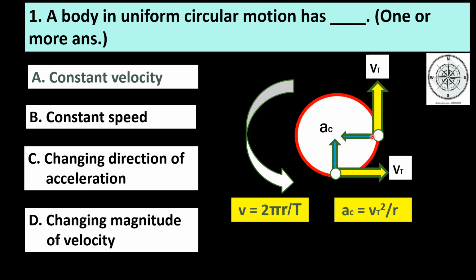It is not because of the change in the magnitude of the velocity, because we already emphasized that the magnitude of the instantaneous velocity or tangential velocity is always kept constant. So that is how we analyze. Before we go to the next question, let us now reveal our answers. Correct answers are B and C.